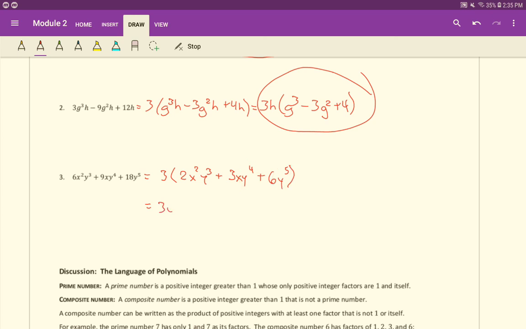So we're going to have a 3y cubed out front, which if I take the y cubed out of here, I'm left with just 2x squared. If I take a y cubed out of y to the 4th, that's going to leave me with y to the 1, or just y. And if I take a y cubed out of y to the 5th, I'll have 6y squared, like that. Okay? And that is as far as we can factor, because again, there's nothing else in common there.